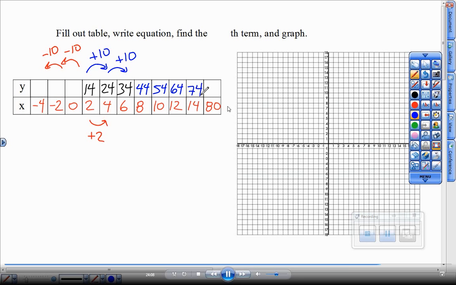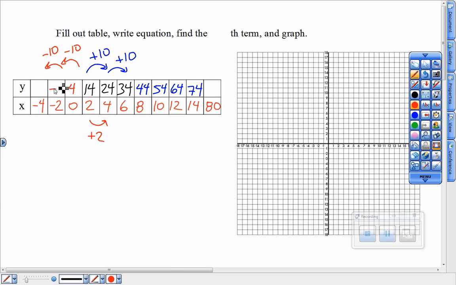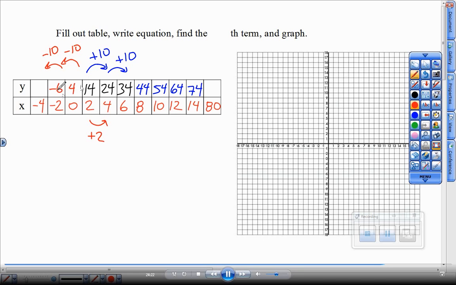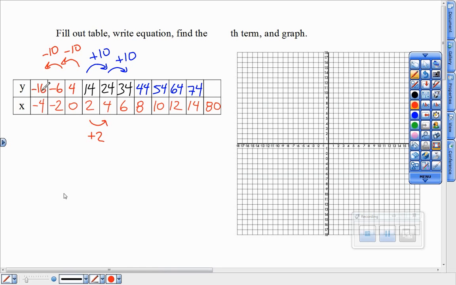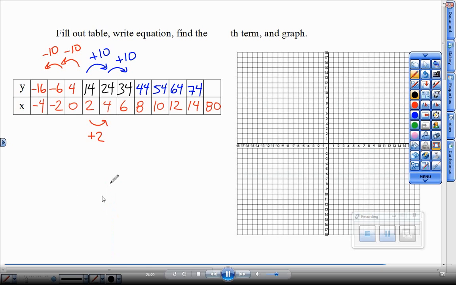To find the 80th one, I need the equation. Going to the left, minus 10, 14 minus 10 is 4. 4 minus 10 gives me negative 6. Negative 6 minus 10, negative 16. Alright, this would be a harder one to graph with these coordinates. You could, but you'd only get a couple. I'll show you how to graph it using the preferred method.